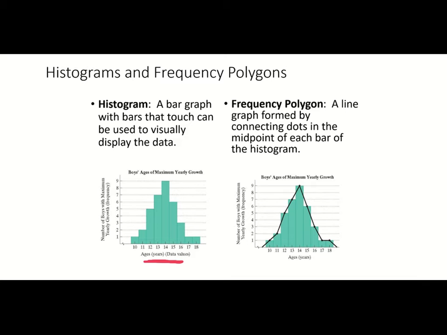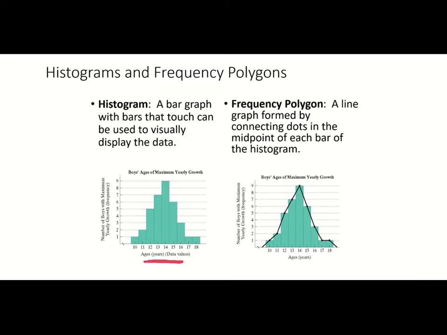If this was a bar graph looking at like the number of pets you have, and you had cats and dogs, then because they're unrelated, a cat isn't a dog, the bars would not touch. But because we're talking about all ages, the bars can touch.